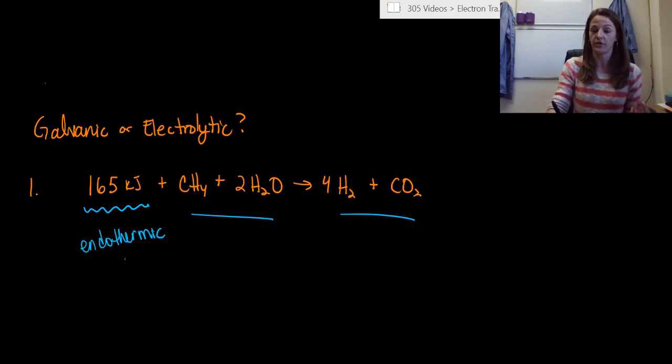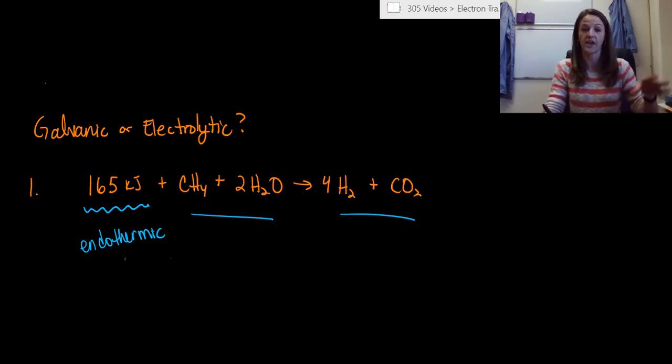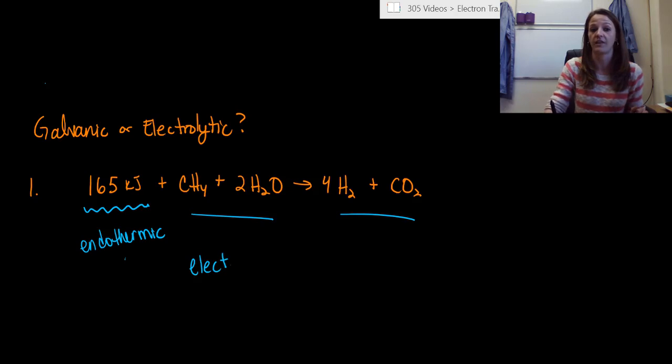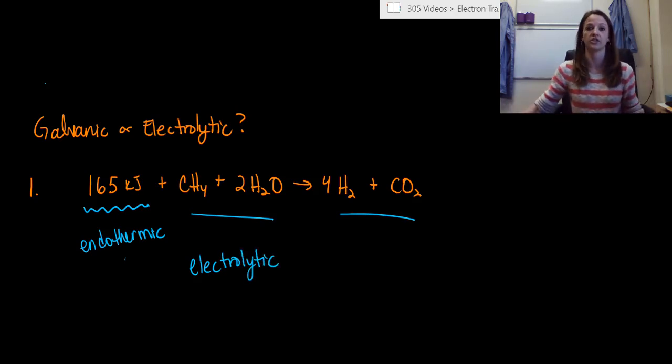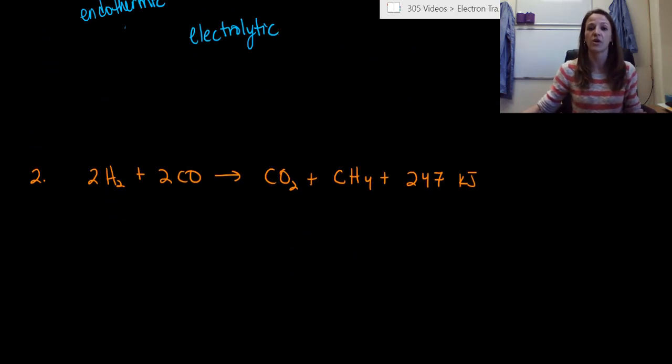So if this is an endothermic reaction, what that is telling us is that this is not a naturally spontaneous process. It requires energy to go from reactants to products. So the only thing we could say about this is that this is definitely going to be an electrolytic cell. It's not going to happen naturally. It requires energy. So now, using that information, let's see if we can look at the second problem. Is this one galvanic or electrolytic?